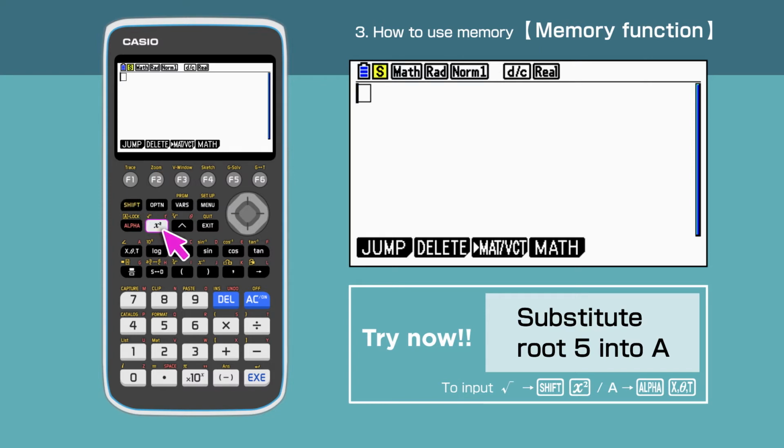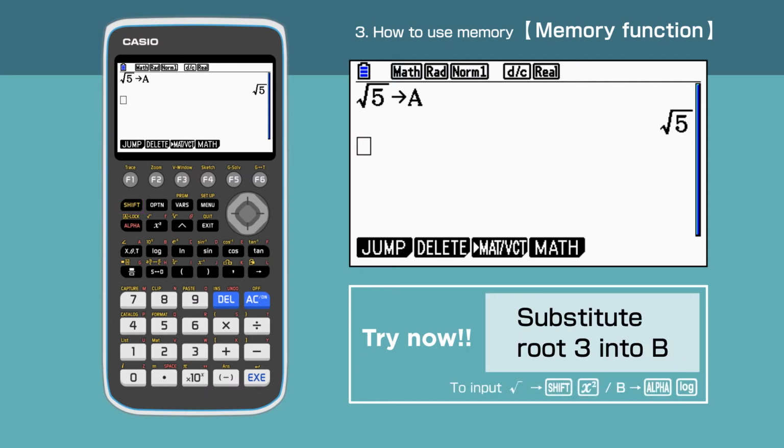Root 5, right side of the cursor, arrow, then select A and press Execute. Remember to press the alpha key before entering symbols shown in red. To select the root in yellow above the x squared key, we will have to first enter Shift.